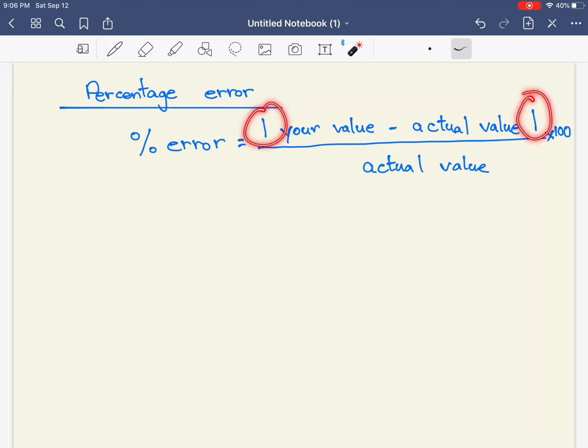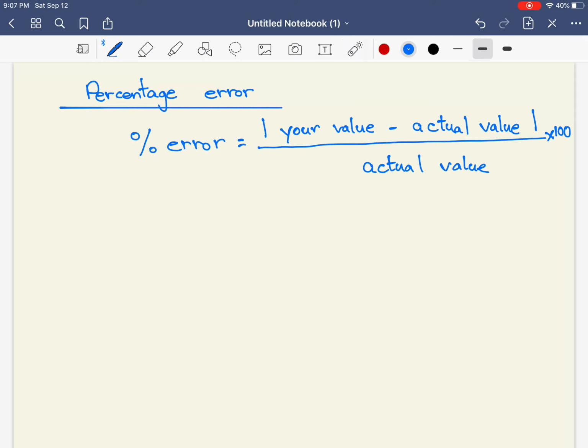Now, if you don't know what absolute value means, it means that when you subtract the two numbers and it gives you a negative answer, you're just going to make that positive. Obviously, if this number is bigger than this number, you're going to get a positive number. You don't have to exercise that at all. But sometimes this number may be smaller than that number. If that's the case, you're going to get some sort of negative answer. Then the absolute value bars say, make that positive, please. Okay, so that is what we call the percent error formula.